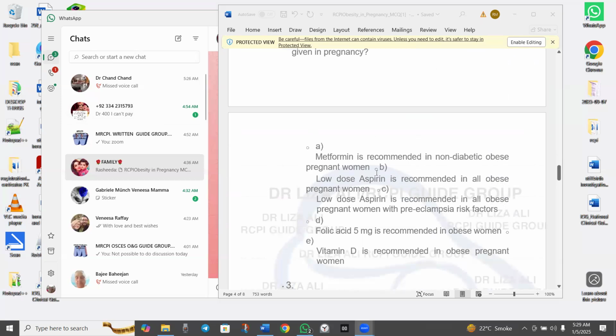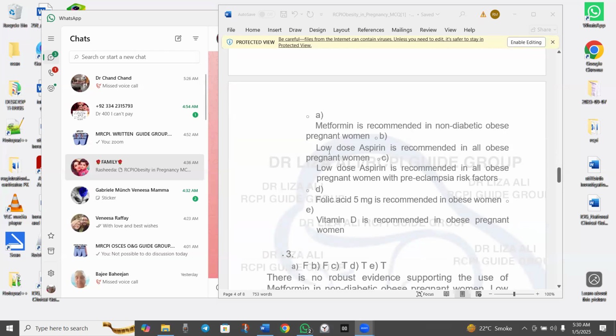A, metformin is recommended in non-diabetic obese pregnant women. B, low dose aspirin is recommended in all obese pregnant women. C, low dose aspirin is recommended in all obese pregnant women with a preeclampsia risk factor. D, folic acid 5 milligram is recommended in obese women. E, vitamin D is recommended in obese pregnant women.